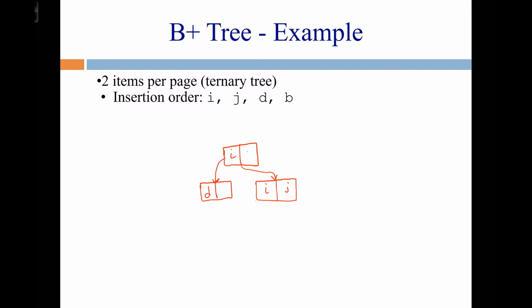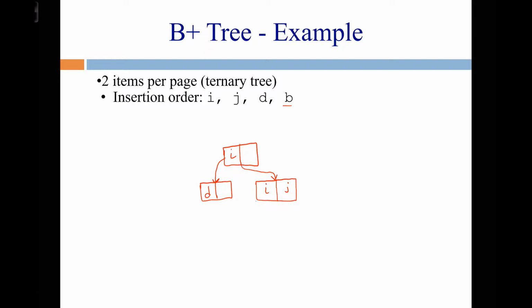We technically have enough room for another key and another pointer here, but they're just unused for now, but there is room in that page. Okay, so now we're back to having a tree. So now let's add the B.